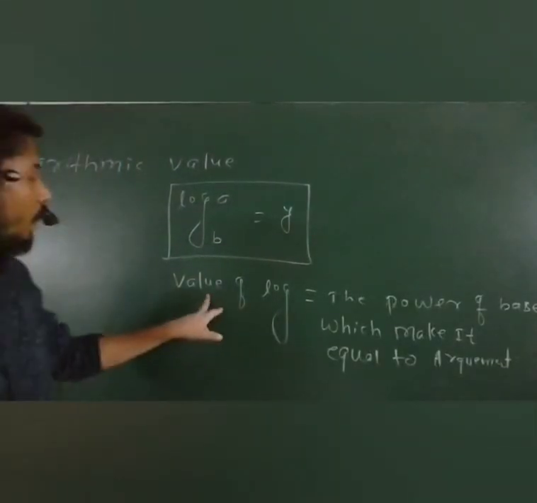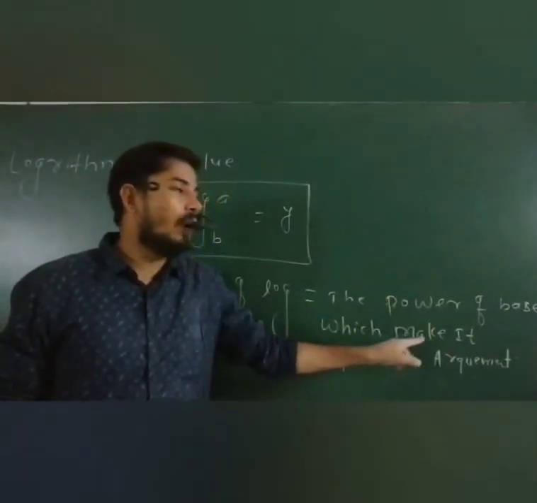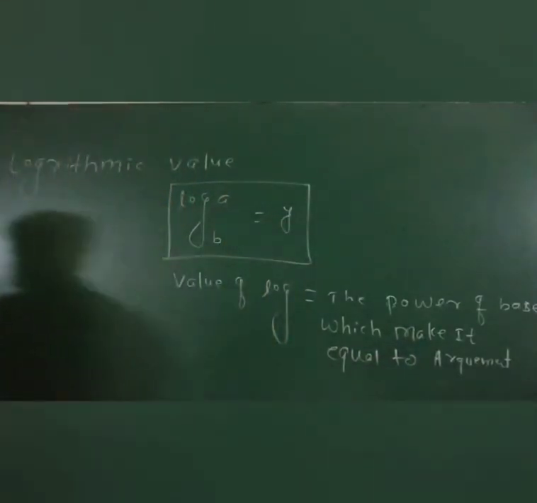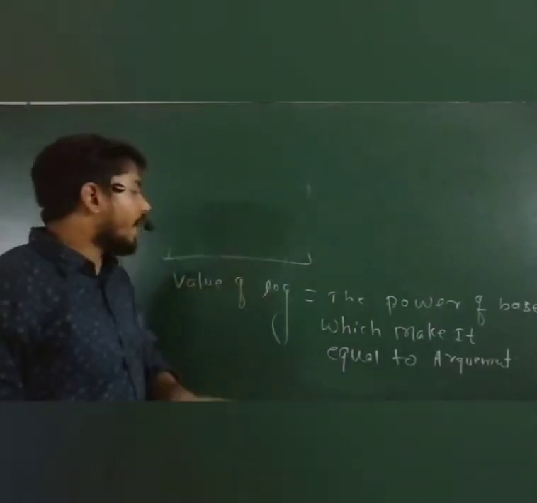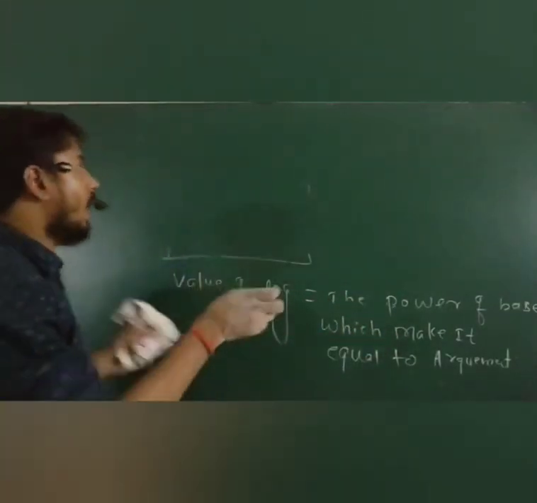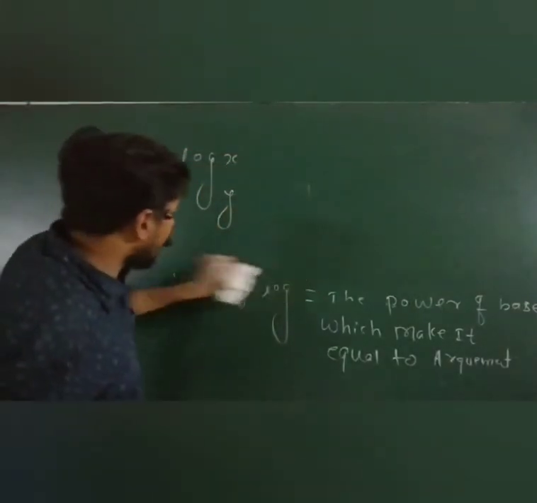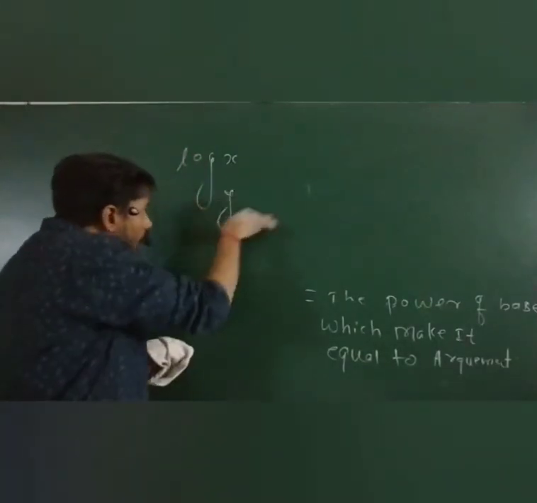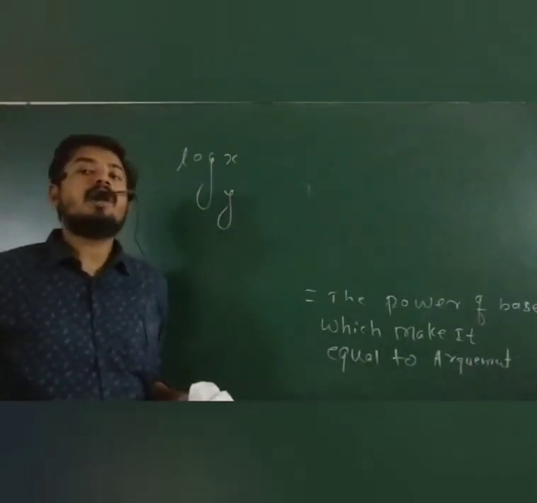So see, the logarithmic value of log means the power of the base which makes it equal to the argument. Remember this for a while. Try to understand this definition: the power of base which makes it equal to argument. Suppose I took log x and y, and someone asks us to find its value. So you have to think, what power of y makes it equal to x? That value will be its log value.